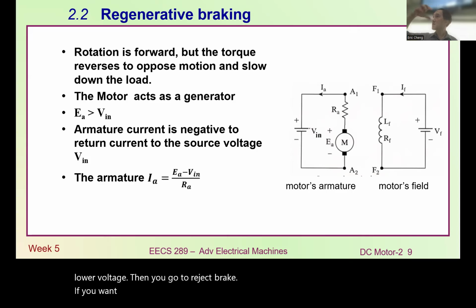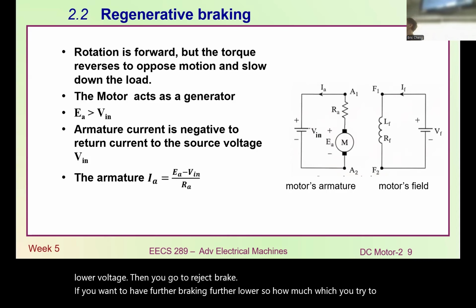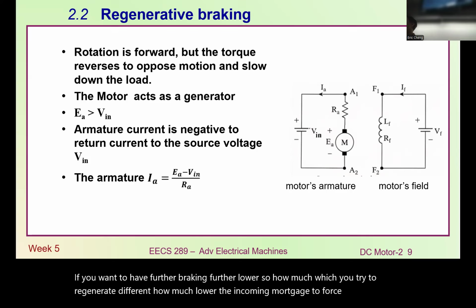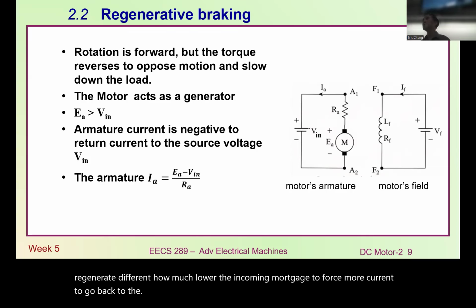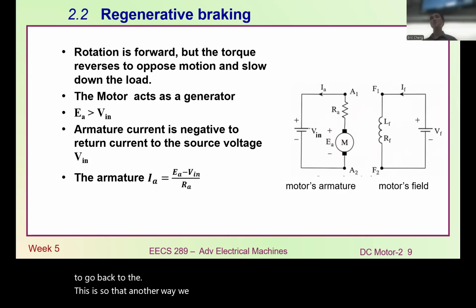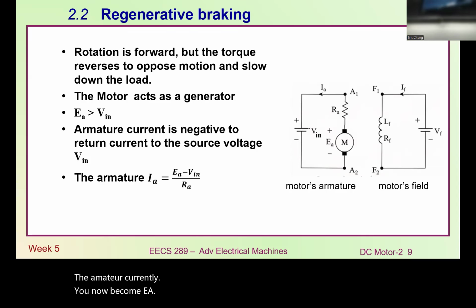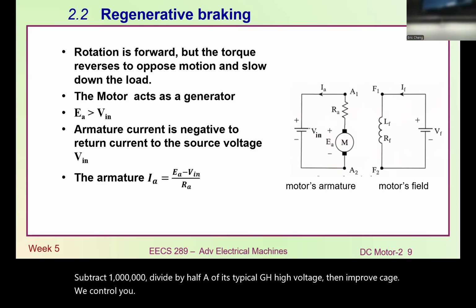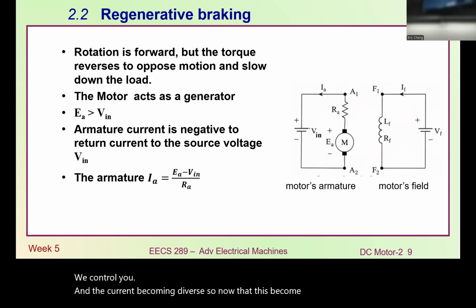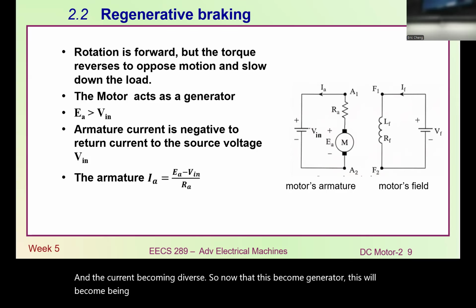If you want to have further braking, go further lower. So how much you try to regenerate depends on how much you lower the incoming voltage to force more current to go back to the DC source. So that's another way we can brake or slow down the vehicle. So obviously you can see that the armature current, IA, will now become EA subtract V in divided by RA. Obviously, because EA is the high voltage and the input voltage we control, the current becomes reversed. So now this becomes a generator, and this will become charged. So that's how the operation looks.